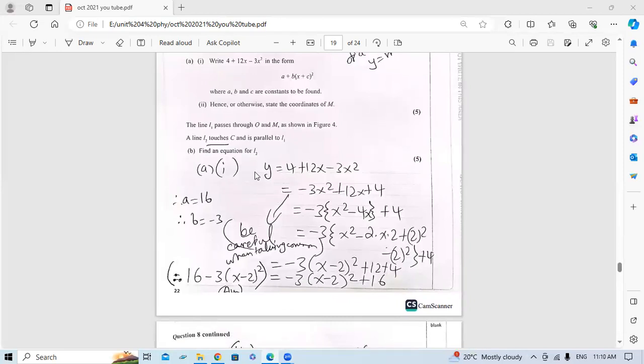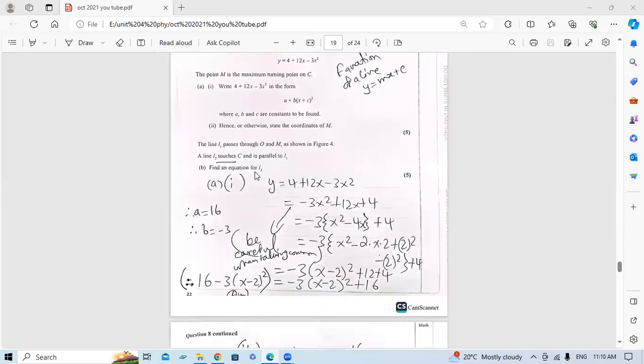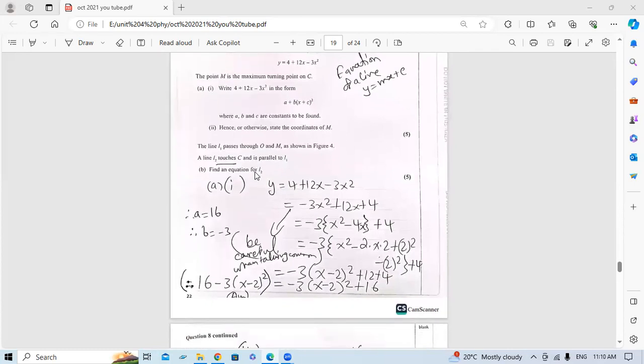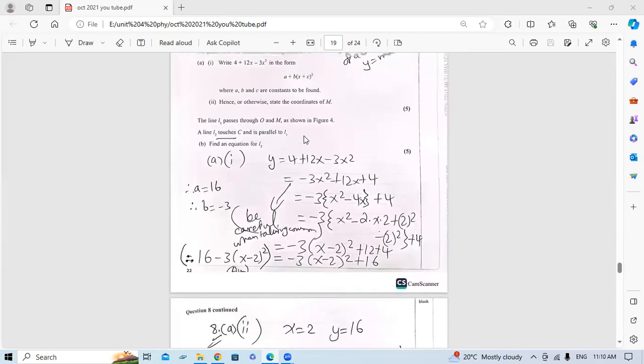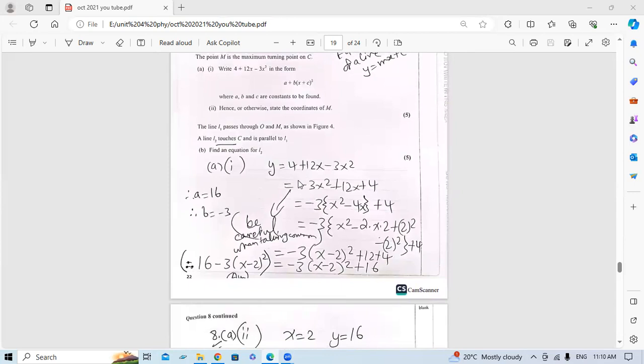In 8A1, y equals 4 plus 12x minus 3x squared, already given in the question. So minus 3x squared plus 12x plus 4. We need to take minus 3 as common, and be careful when taking it common, as I made a silly mistake over here. Minus 3 into x squared minus 4x plus 4, and x squared minus 4x is x squared minus 2 into x into 2.